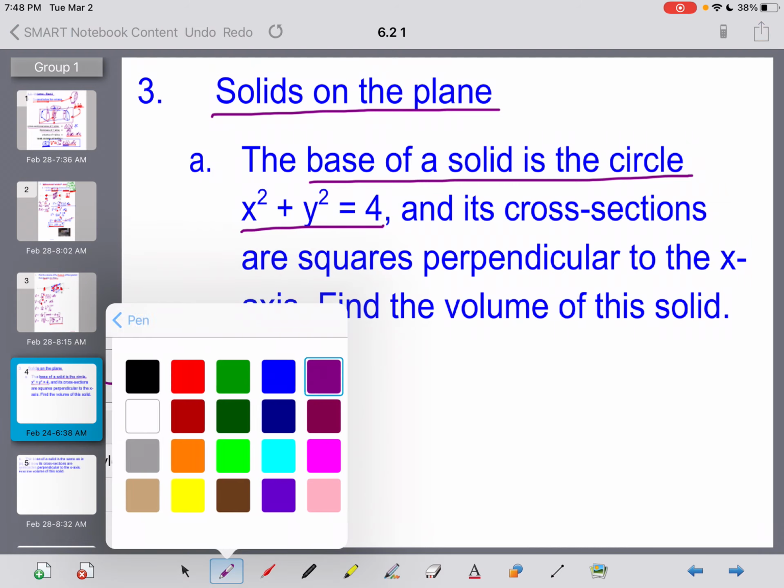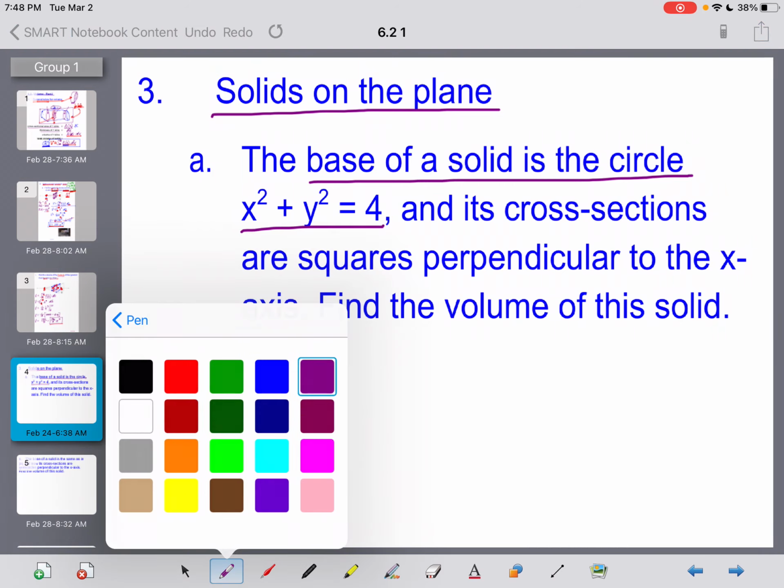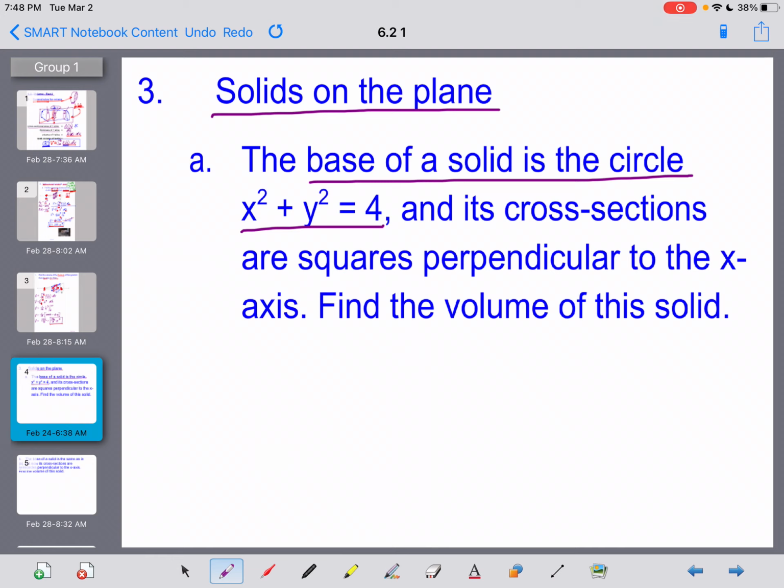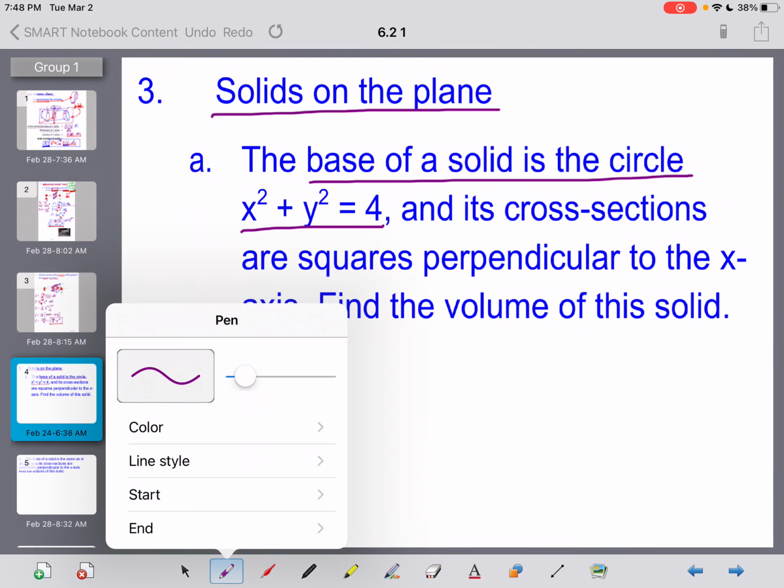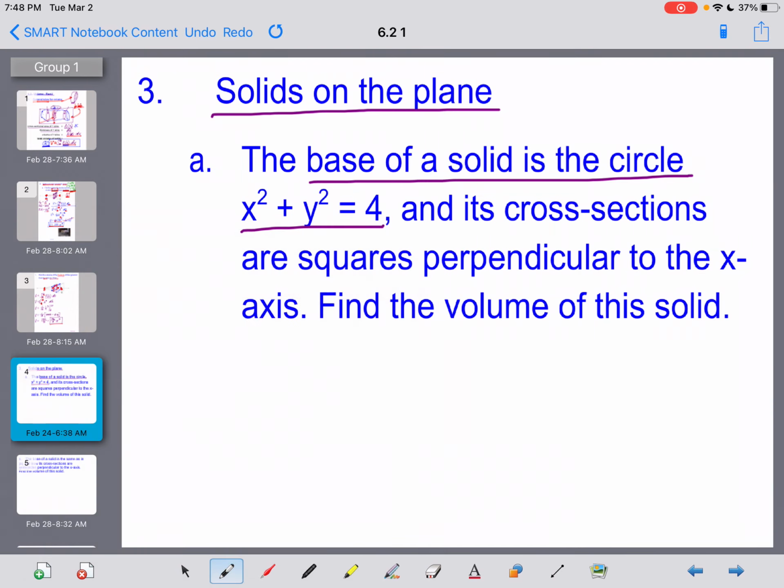So let's draw this. I'm actually going to be drawing two different pictures, two different graphs. The first one I'm going to do is a really nice and simple, straight-on view of what's happening.